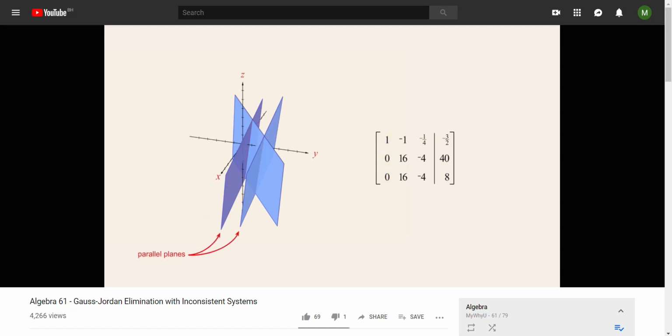Then, just as in any system containing parallel planes, a pivot operation acting on rows corresponding to the parallel planes produces a row of all zero coefficient entries and a non-zero constant entry, indicating that the system is inconsistent.